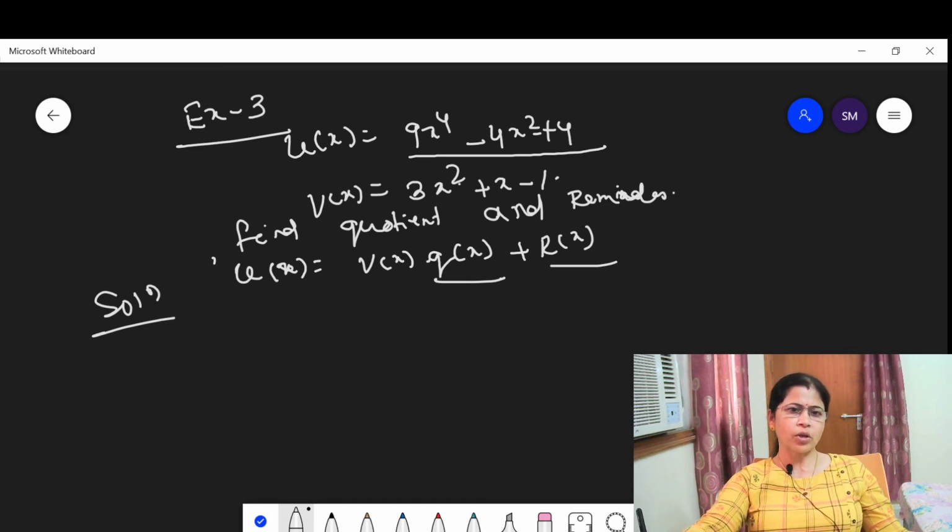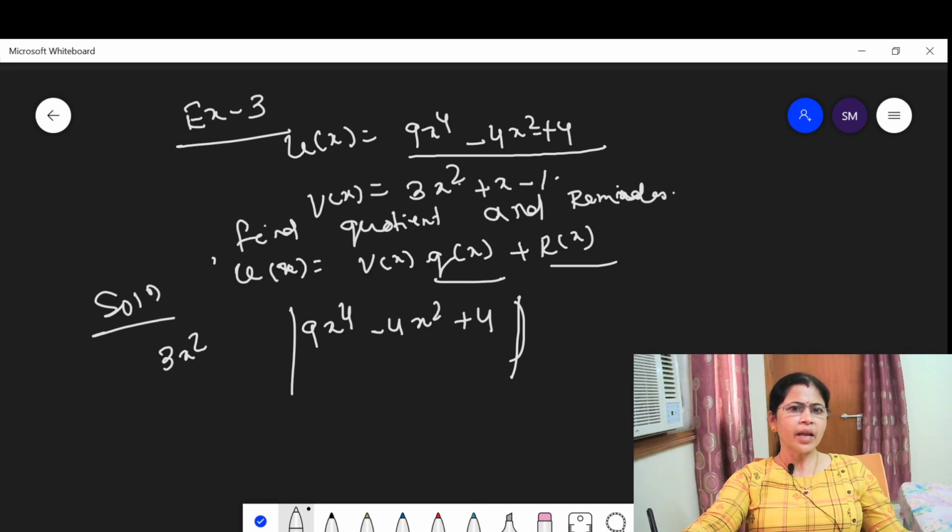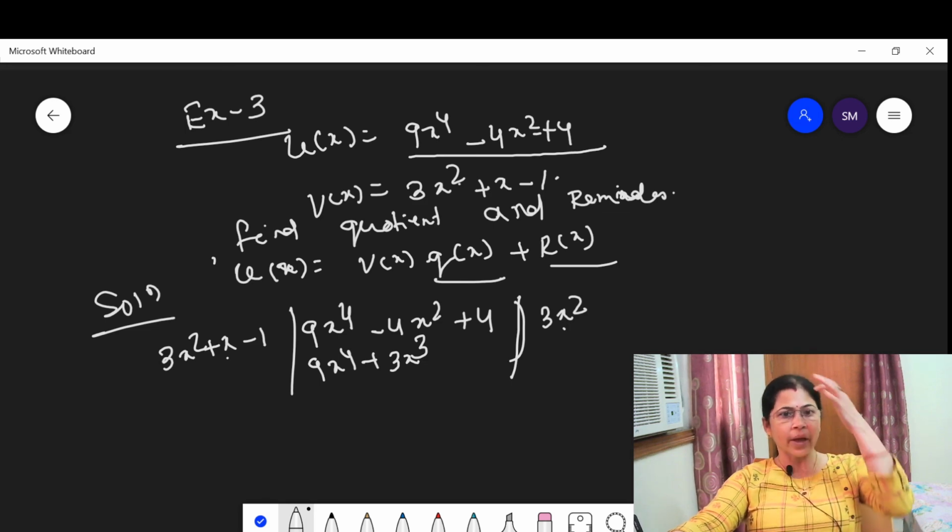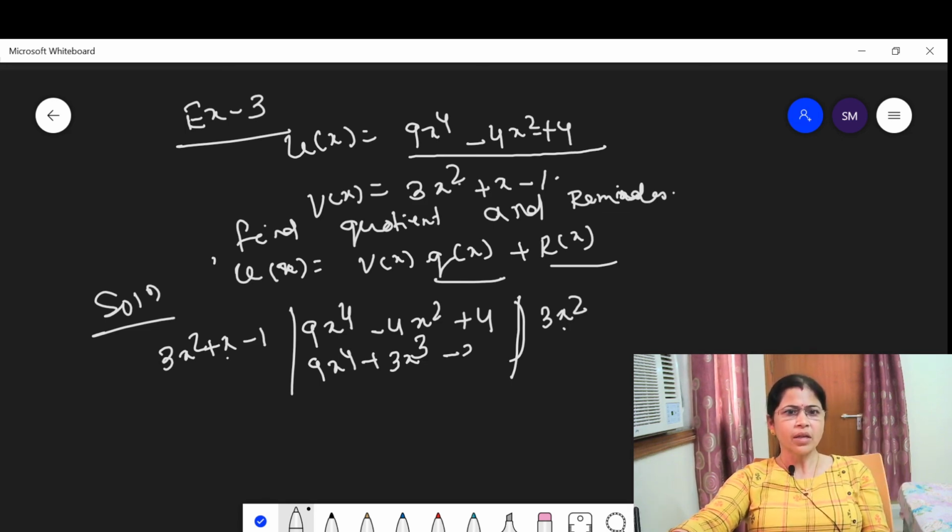Then let us solve the questions. 9x fourth minus 4x square plus 4 is divided by 3x square plus x minus 1. To get 9x fourth from 3x square, we multiply 3x square by 3x square, and we get 9x fourth. Then 3x square into x gives plus 3x cube, 3x square into minus 1 gives minus 3x square.